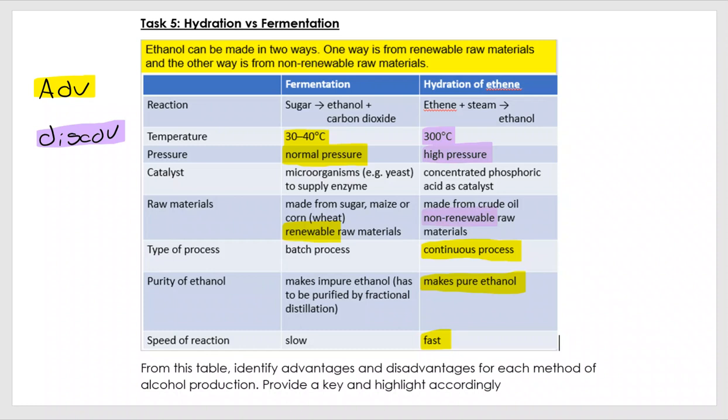Going through for the disadvantages, and it's the same thing in reverse really, but we've got the higher energy costs for the higher temperature and higher pressure.